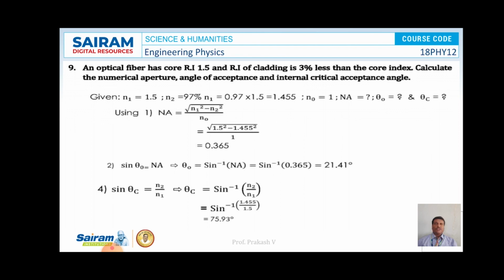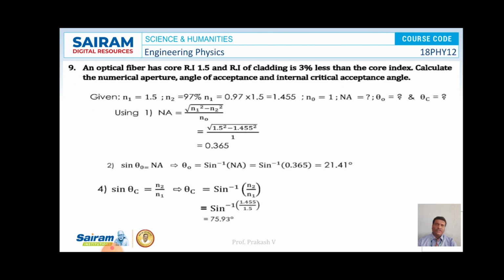So we know that numerical aperture is equal to square root of n1 square minus n2 square by n0, that is equal to square root of 1.5 whole square minus 1.455 whole square by 1. So on simplification the value of NA is equal to 0.365. And we know that numerical aperture is nothing but sin theta naught. Therefore theta naught is equal to sin inverse of numerical aperture. So substitute the value of NA here. So theta naught is equal to sin inverse 0.365. So the value of theta naught becomes 21.41 degrees.